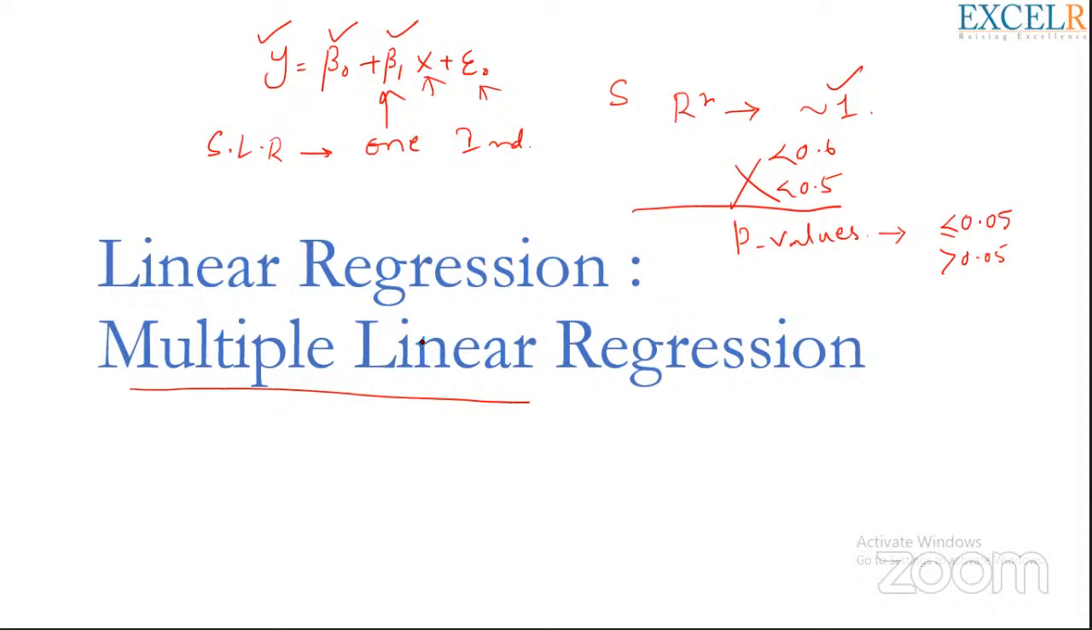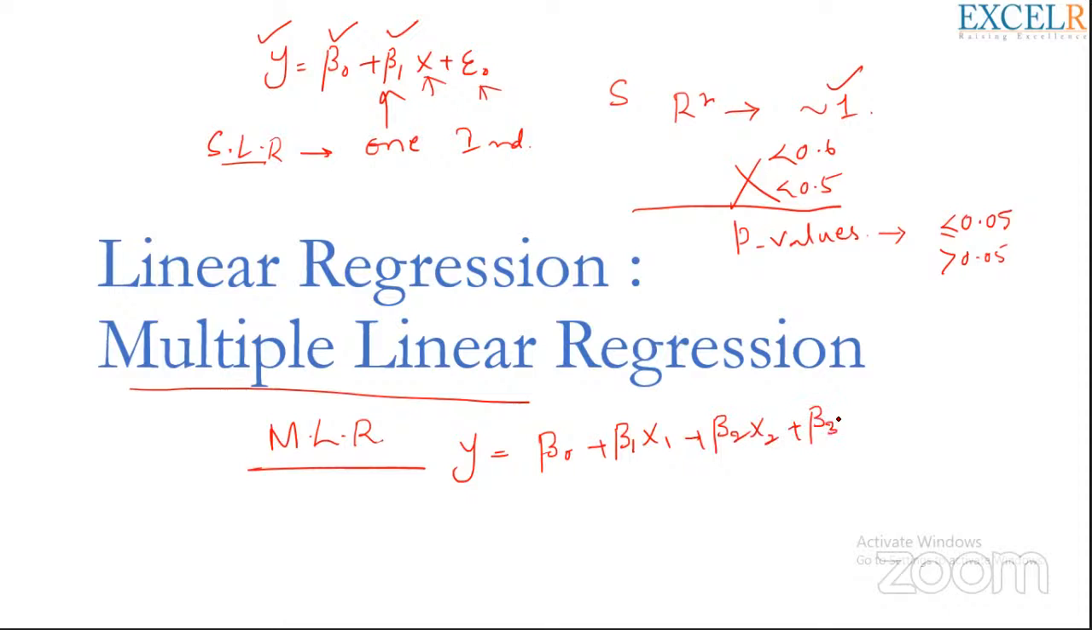Now, today we are going to discuss MLR, multiple linear regression equation. The difference between the simple linear regression equation and multiple linear regression equation is that in the multiple linear regression equation, we are going to use multiple independent variables. So, beta naught plus beta 1 x1 plus beta 2 x2 plus beta 3 x3 and so on, plus beta k xk.